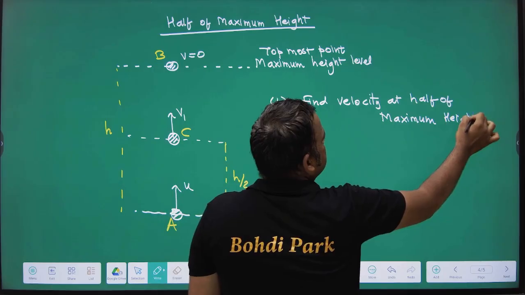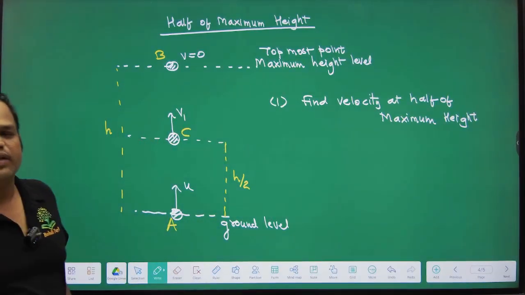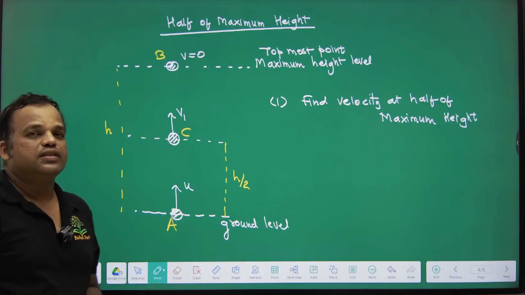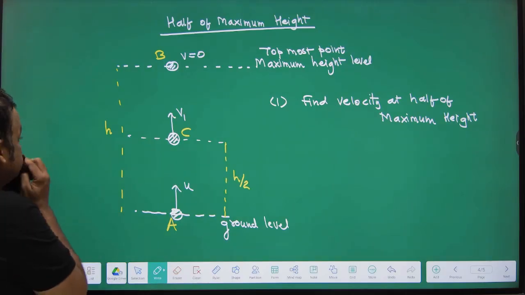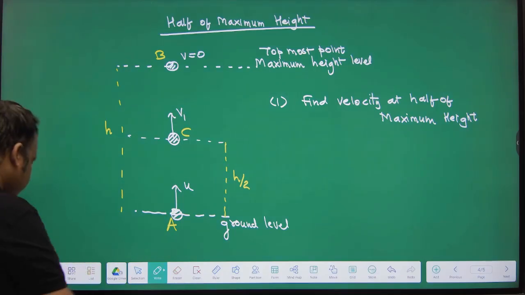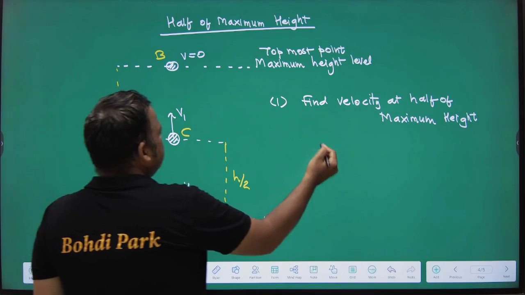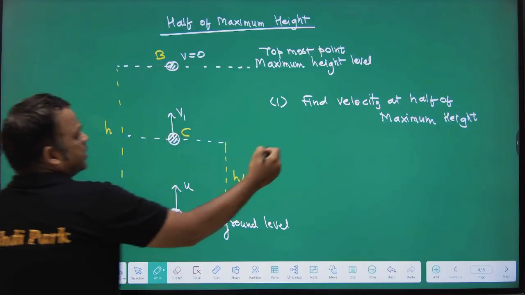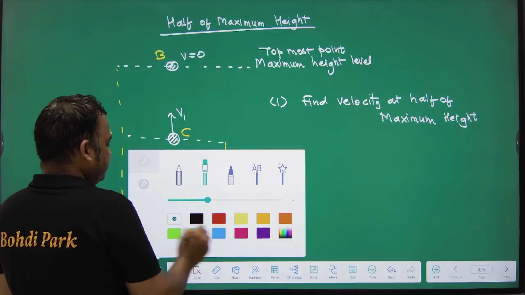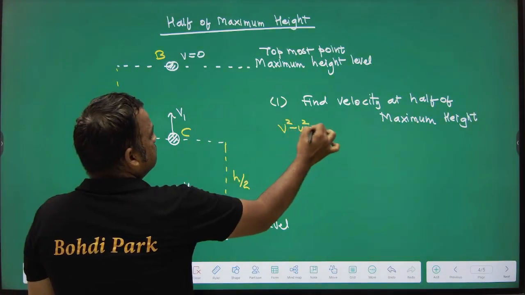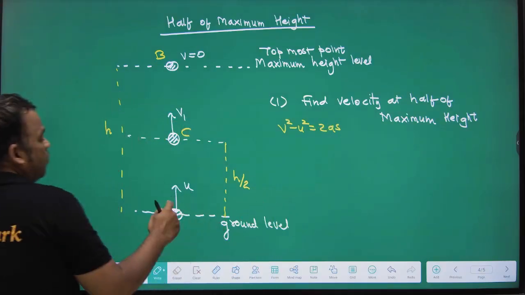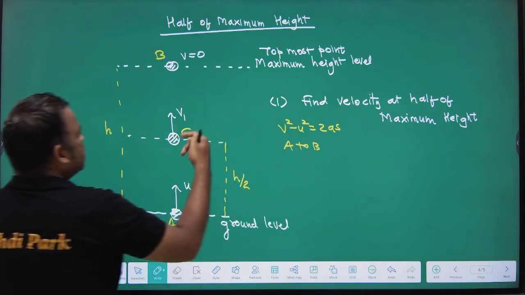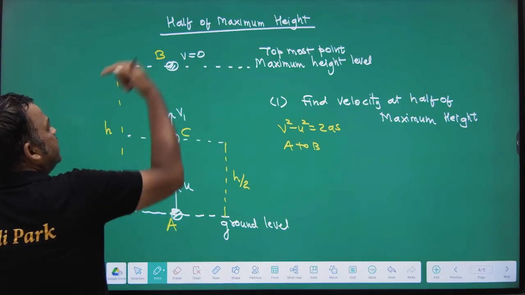We can solve this using two methods. One method is kinematics method, another method is energy conservation, that is mechanical energy conservation in chapter work power energy. So we will use kinematics method. First, let's use v square minus u square is equal to 2as. One time I am using it from A to B. Second time I am using it from C to B.